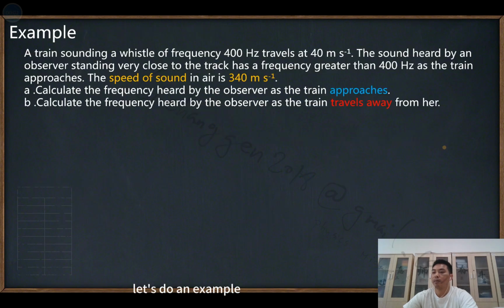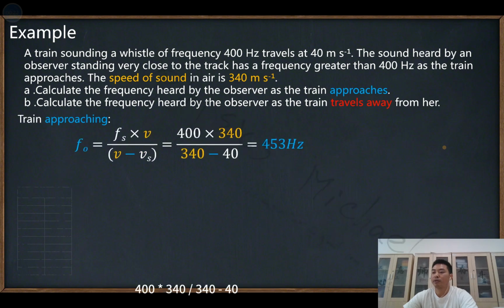Let's do an example. Imagine a train blows its whistle at a frequency of 400 Hz and travels at 40 meters per second. The speed of sound in air is 340 meters per second. If you are standing near the track, as the train is approaching, you will hear a frequency higher than 400 Hz. To calculate it, we use the formula 400 times 340 divided by 340 minus 40. That gives us 453 Hz.